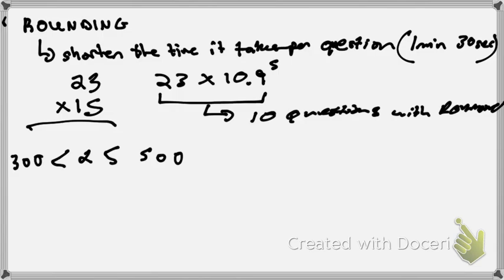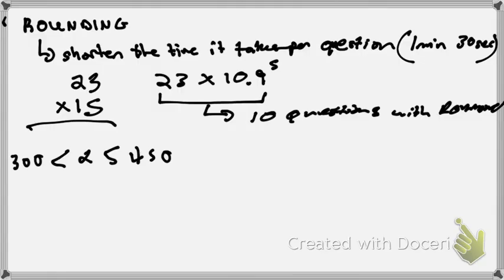Or maybe this is a little better. We can do 15 times 30, okay? And we know that number is going to be 450, right? So then we know that the answer choice is going to be in between 300 and 450.